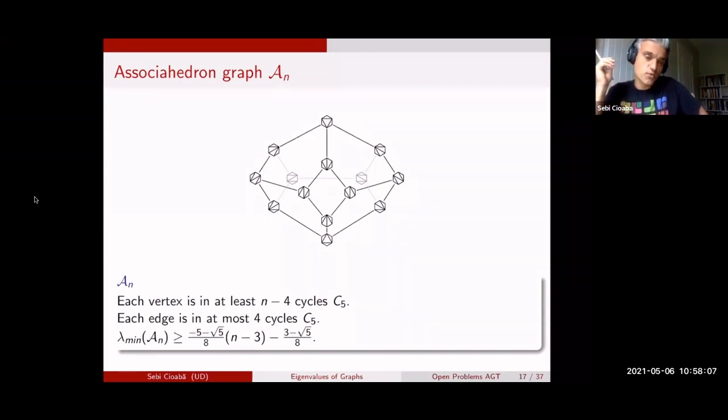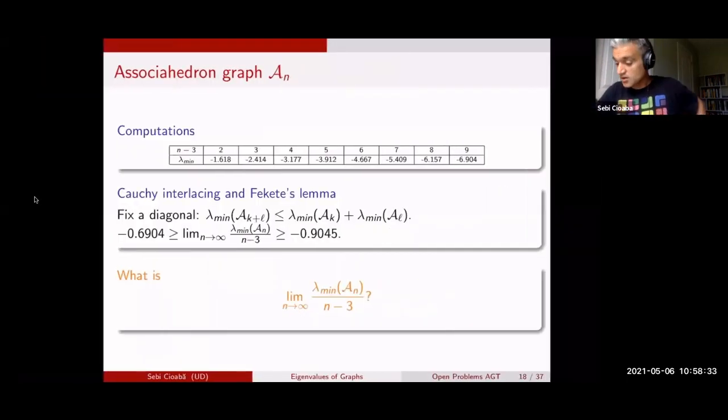There could be a way to do it better, because here I have at least, and here I have at most. It's not like every vertex is in exactly n minus 4, and every edge is in exactly 4 cycles. I think one of these bounds can be improved, but I don't know how to improve them. So from the argument that I showed on the previous slide, you can get something like this. You can move the lambda min away from the degree by some positive constant.